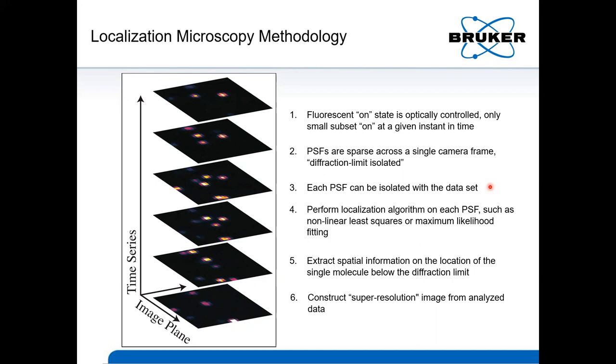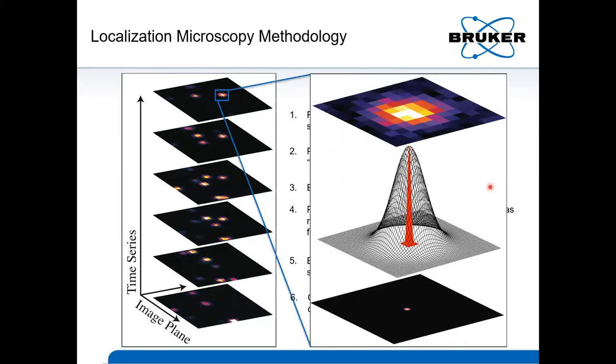After identifying individual point spread functions, localization algorithms are performed on each point spread function. This allows us to extract the below diffraction limit spatial information on the location of each molecule. The super resolution image is then a result of compiling all the localized information from each point spread function. Here we see a single point spread function being identified, at which point it is fit with the localization algorithm, and its center is identified and used for the final super resolution image.